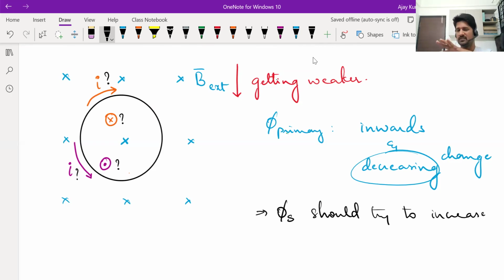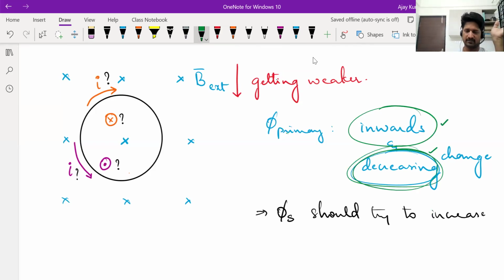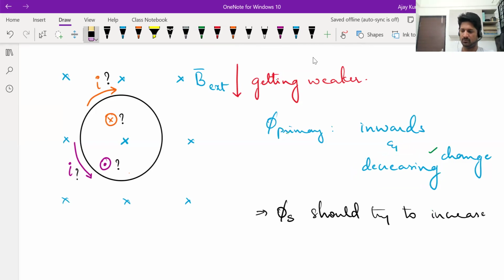Okay. It can be outwards decreasing also. Let's not confuse. It has to oppose one of these. Okay. It can either oppose the inward direction and keep decreasing, or it can oppose the decreasing factor and stay inwards. If you oppose both, then effectively you'll be supporting the change. That doesn't count. Okay. So in this case, what should happen is the induced EMF should create secondary flux, which is inwards, but it is increasing. The actual flux is decreasing, so it has to increase it.